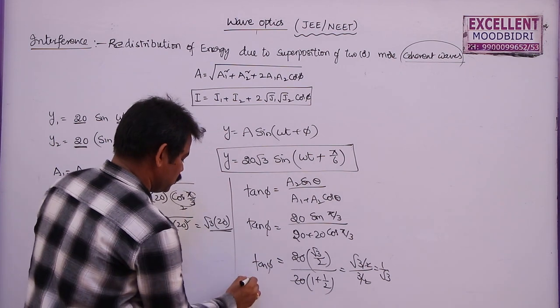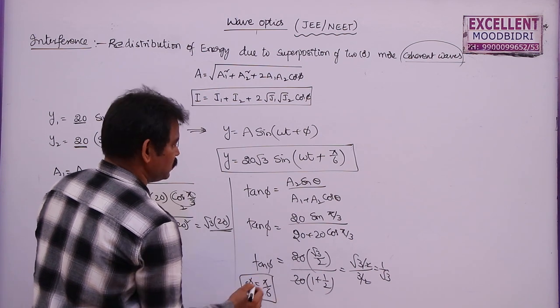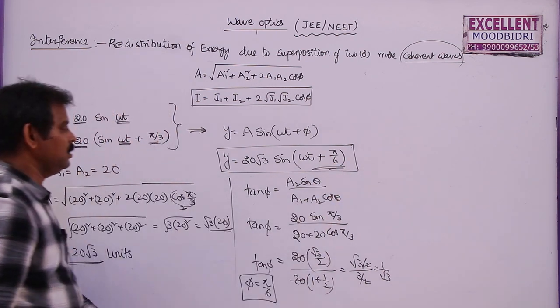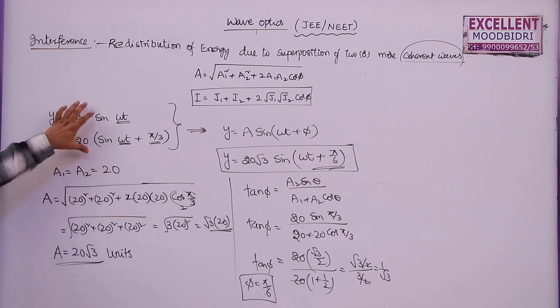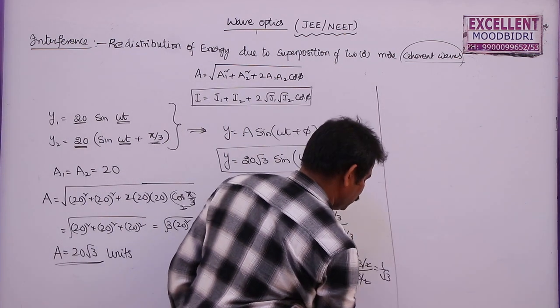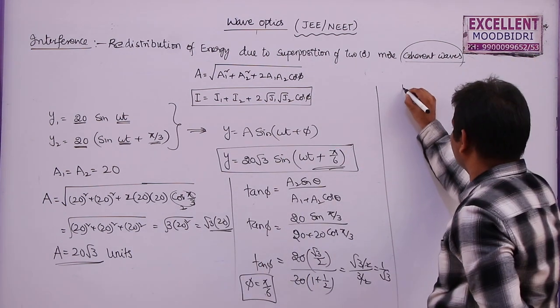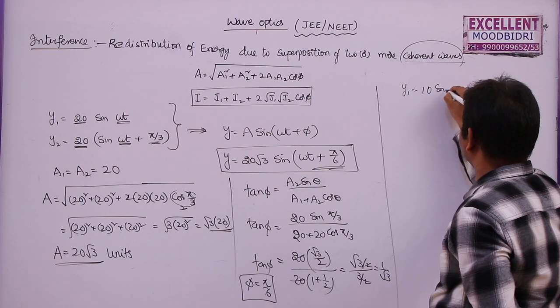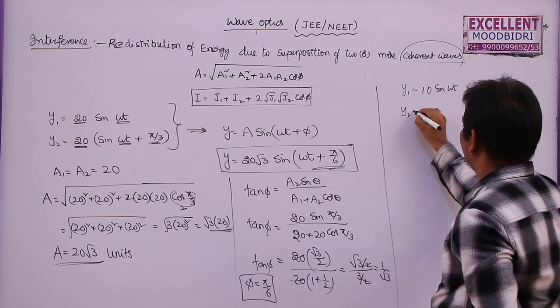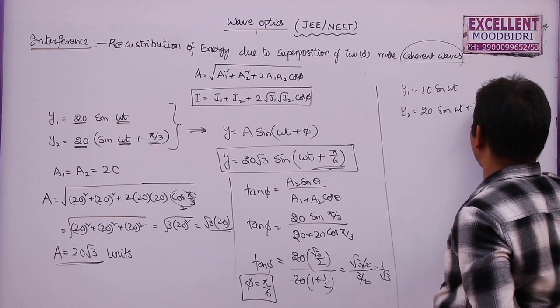So phi is equal to 30 degrees or pi by 6 radians. That's how I write the equation of the resultant wave when these two superimpose each other. But in some cases, the amplitude may not be the same. If the amplitudes are different, let me take y1 equal to 10 sin omega t and y2 equal to 20 sin(omega t plus pi by 3).